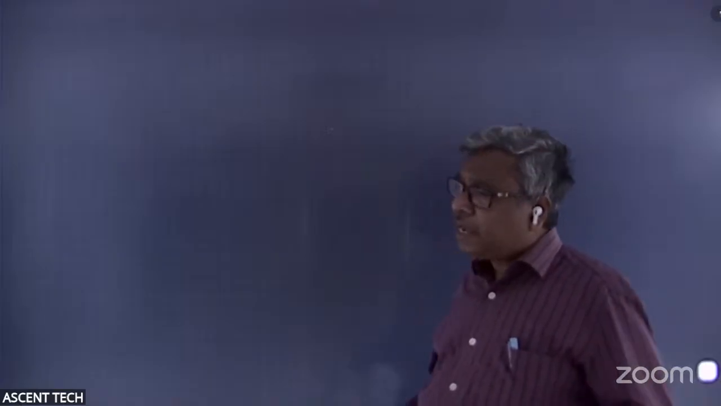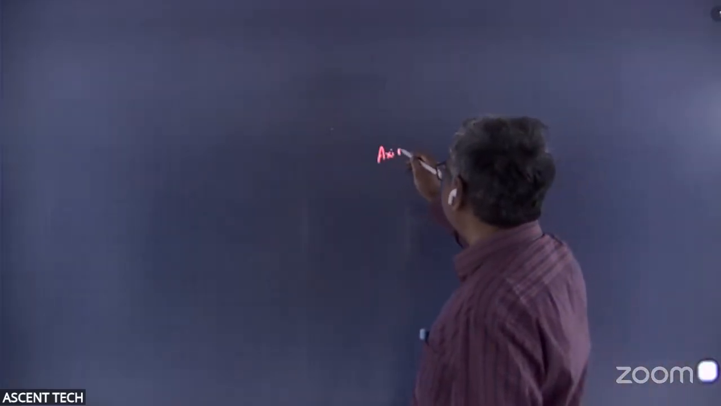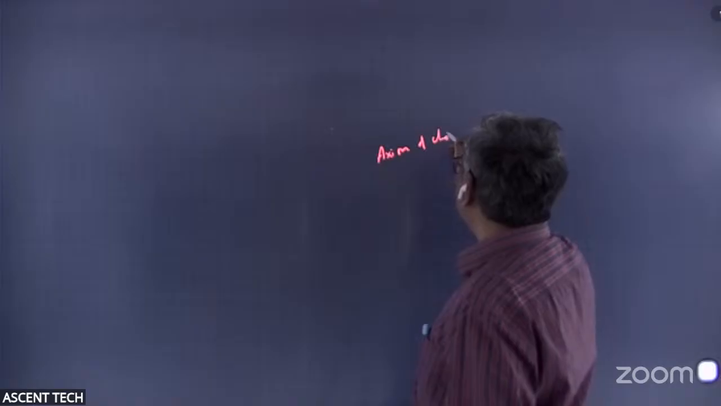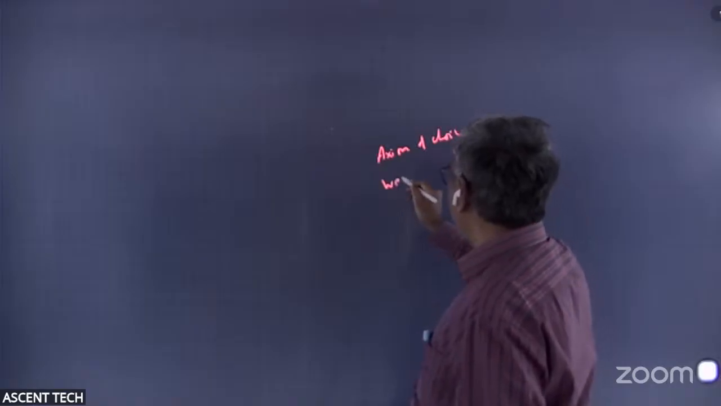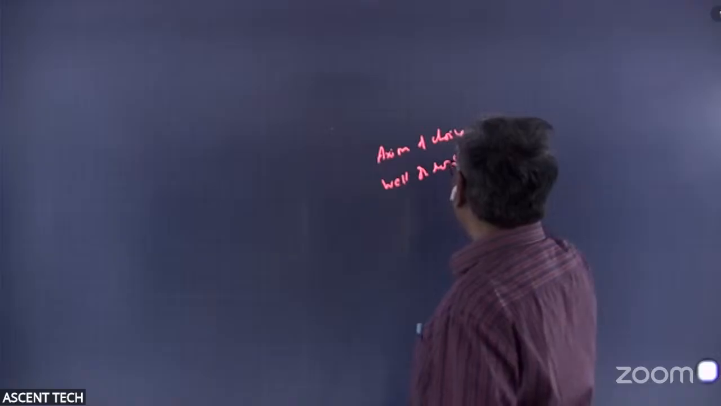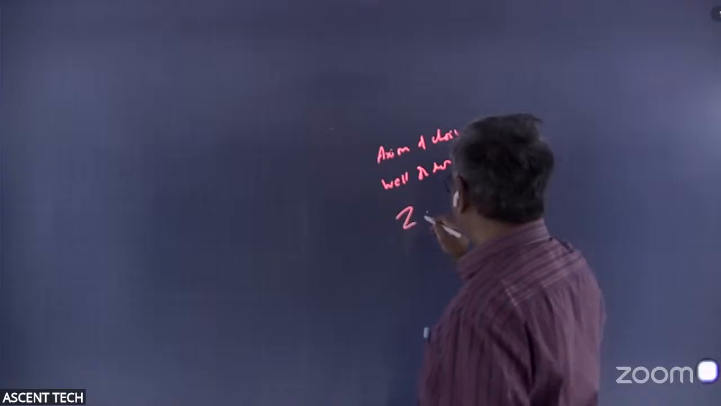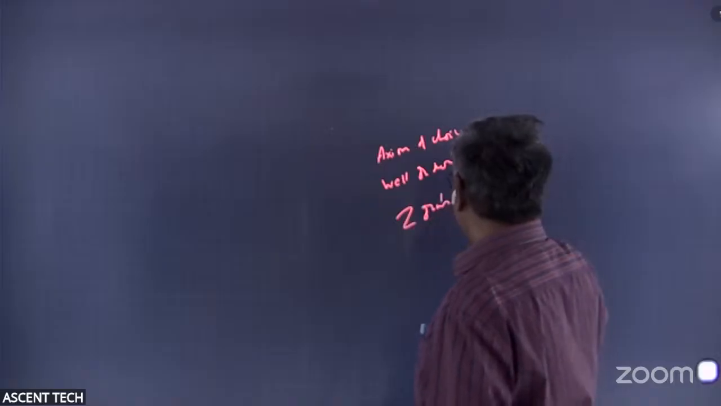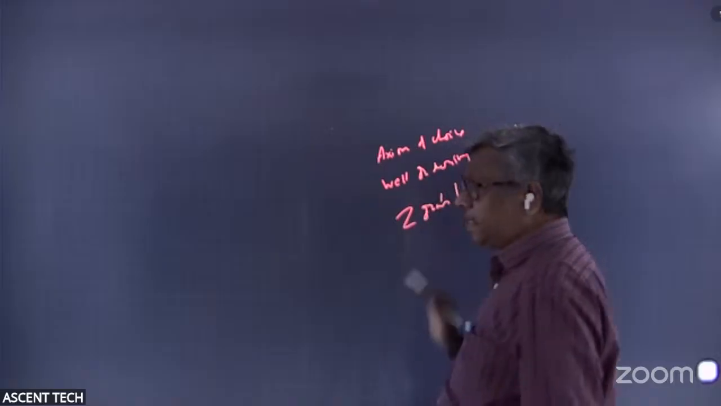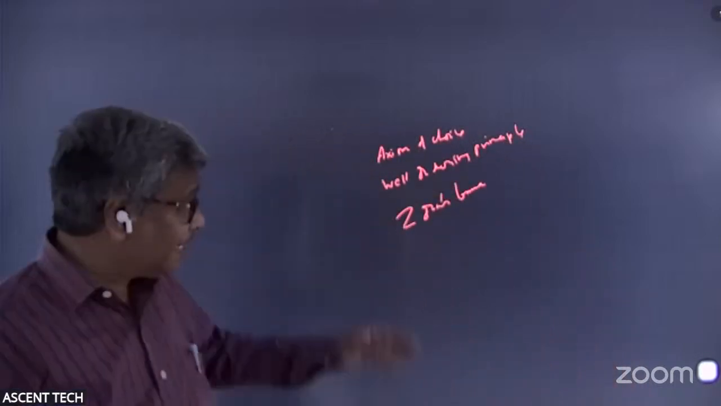I'm not going to do a whole lot of set theory. I'll just go straight ahead. There are three things: the axiom of choice, the well-ordering principle, and Zorn's lemma. All these three are equivalent.